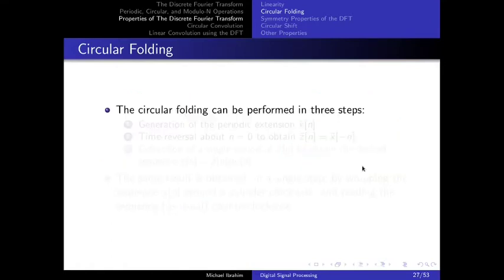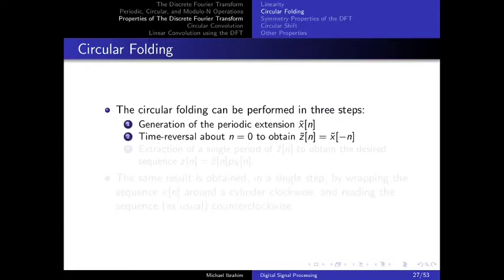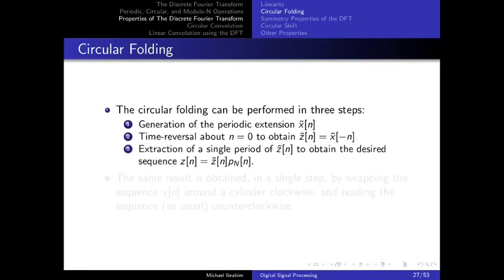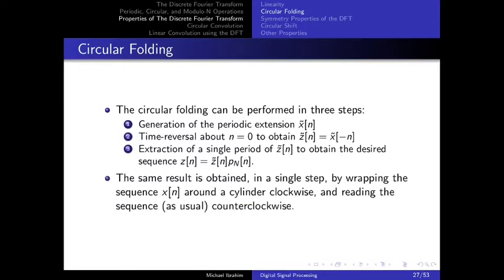So circular folding can be performed in 3 steps. First, get x tilde of n, the periodic extension. Second, do the time reversal or any other property you want to apply. Then extract one cycle of this signal going from 0 up to n minus 1. This will be your time reversed signal, or the circularly folded signal. Same result can be obtained in a single step by wrapping the sequence x of n around the cylinder clockwise. So you write the samples clockwise and read them as usual in a counterclockwise manner.